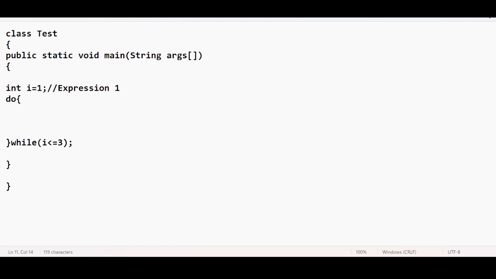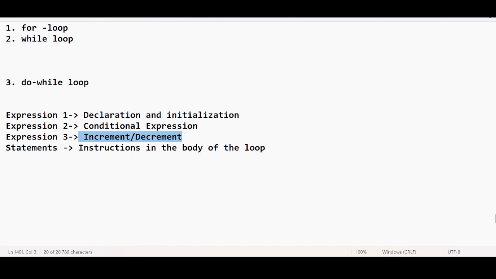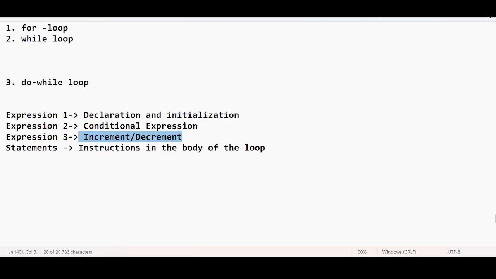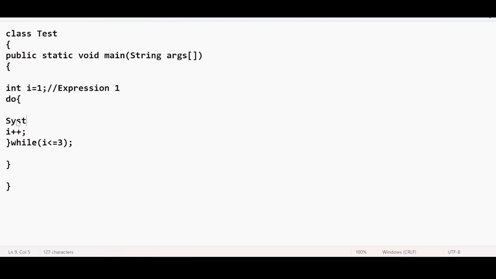What is remaining? Expression 3 is remaining. Expression 3 is meant for increment or decrement. Let me take expression 3 here as i++. And what is another thing? Statements. Let me take one statement inside the body: System.out.println. You can write anything for understanding. Let me keep it very simple: "Instructions".